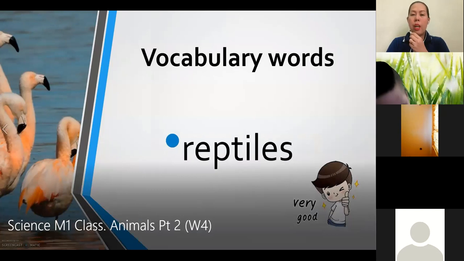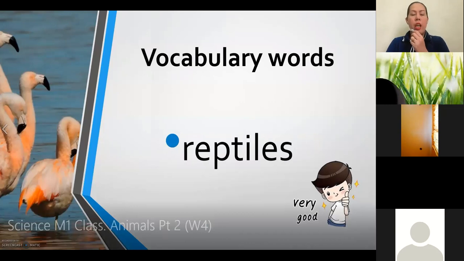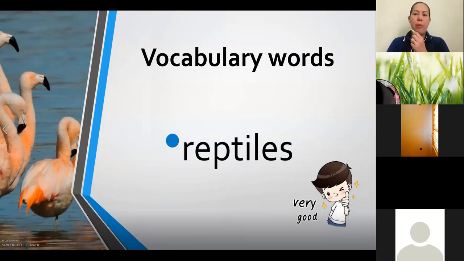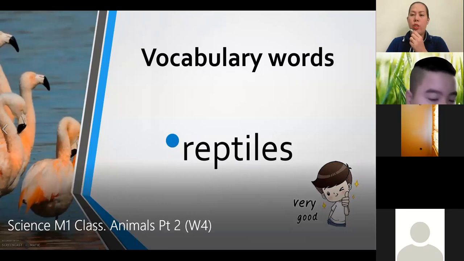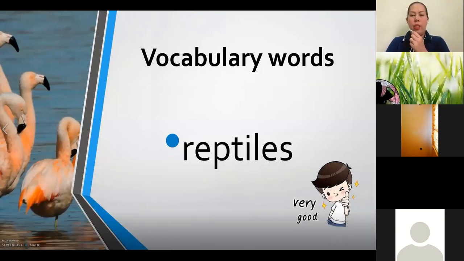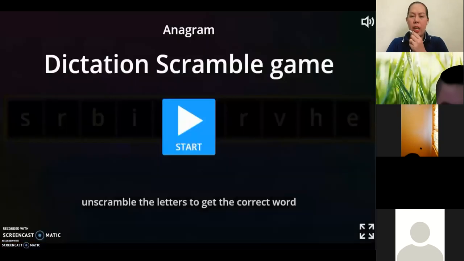Okay, so for our dictation, you can get your paper or your notebooks, and we will try to spell the words that we just read. We are using the anagram. There are sets of letters that you need to unscramble so you can get the correct word. In your paper, don't forget to write 1, 2, 3 together with your name. Let's start the dictation in Wordwall, the scramble game.